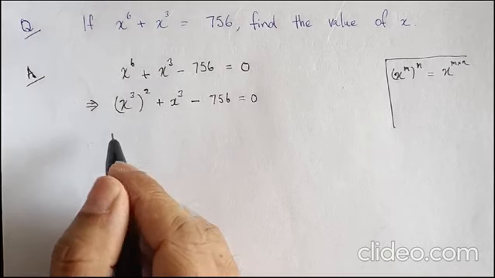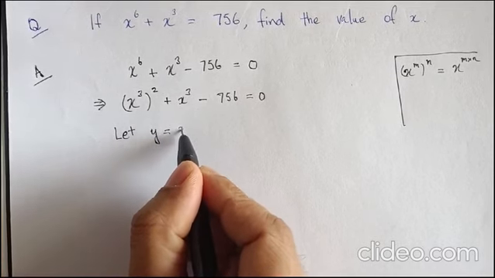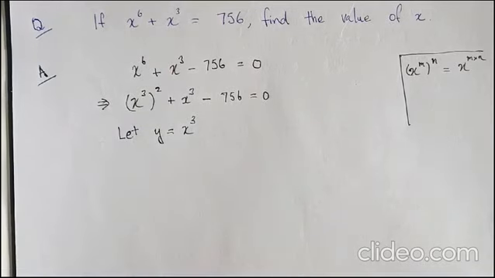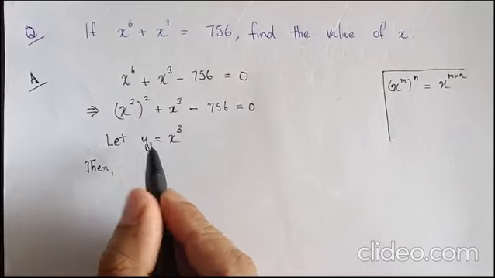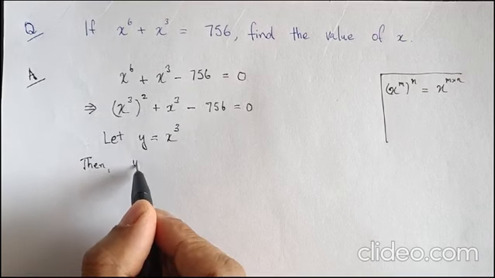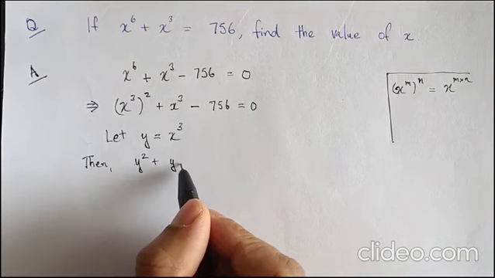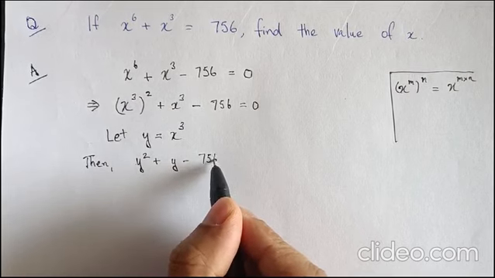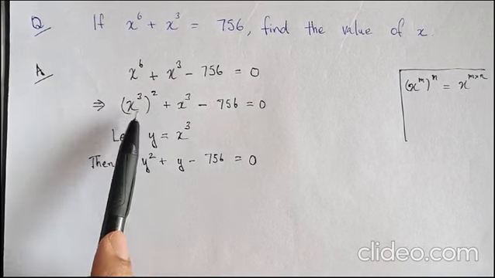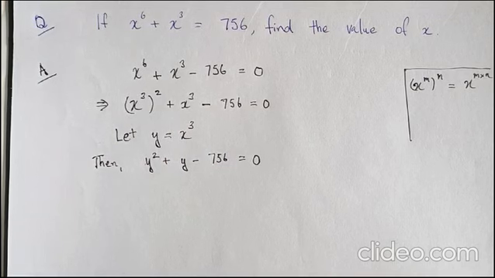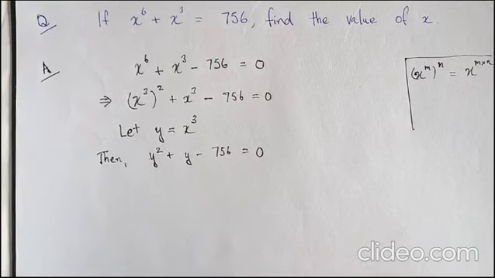Now what do we do? We say let y is equal to x to the power of 3. Then we get, now y is x to the power of 3, so y square plus y minus 756 is equal to 0. Is that right? Just check here. I have just substituted y here. So then that becomes a simple quadratic equation in which the variable y is equal to x cube.